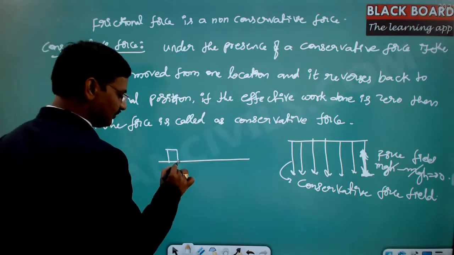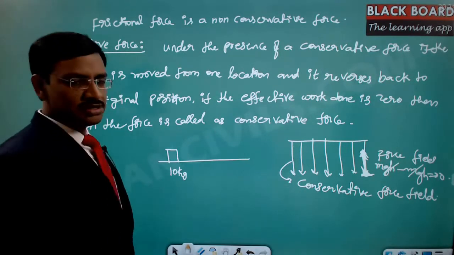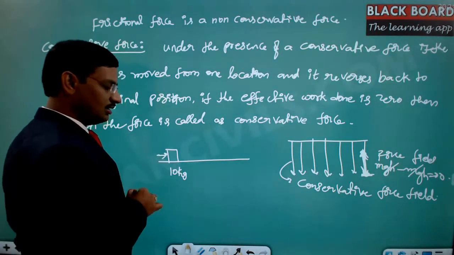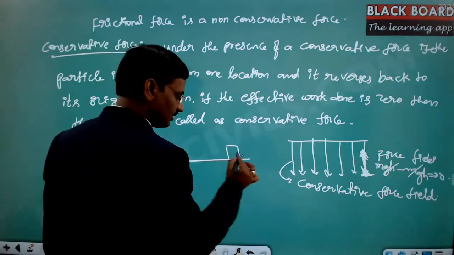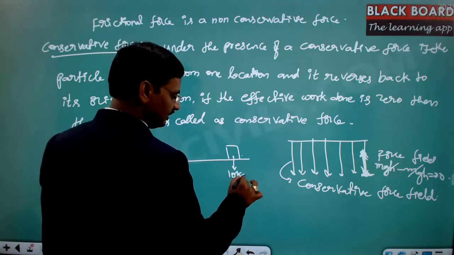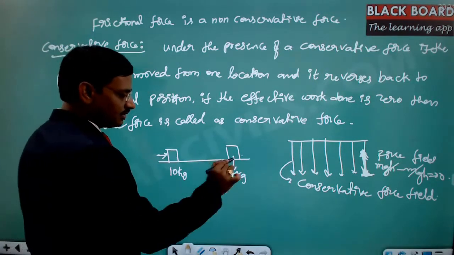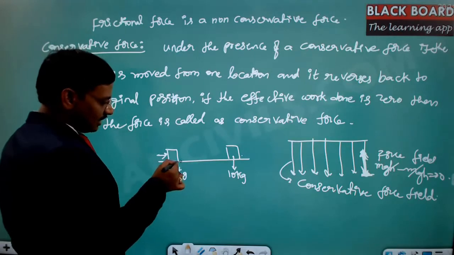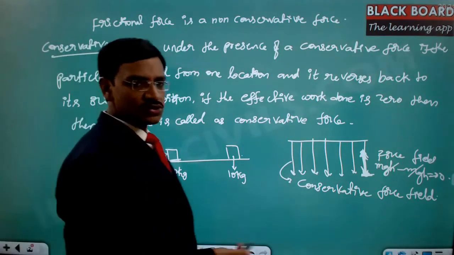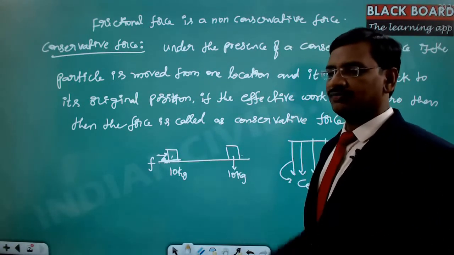and there is one mass of 10 kgs present at this particular state. Now suppose I ask you to move this block for a distance of 10 meters, so that it comes to this location. When you are trying to move this block to this location, there will be a counter frictional force that is going to be developed. And that frictional force, you have to oppose it, and then you have to do the work in moving the particle from here to here.